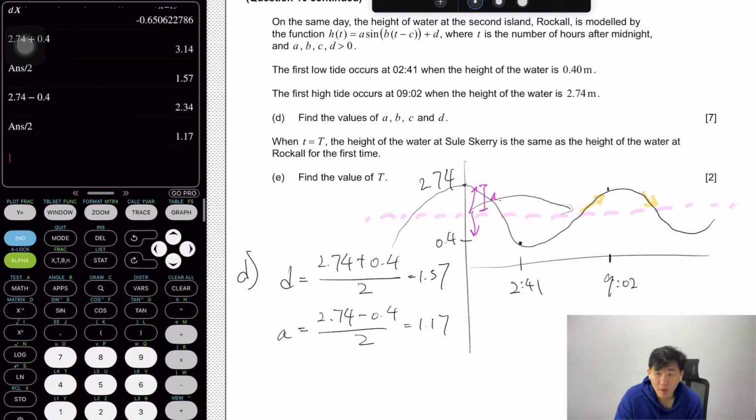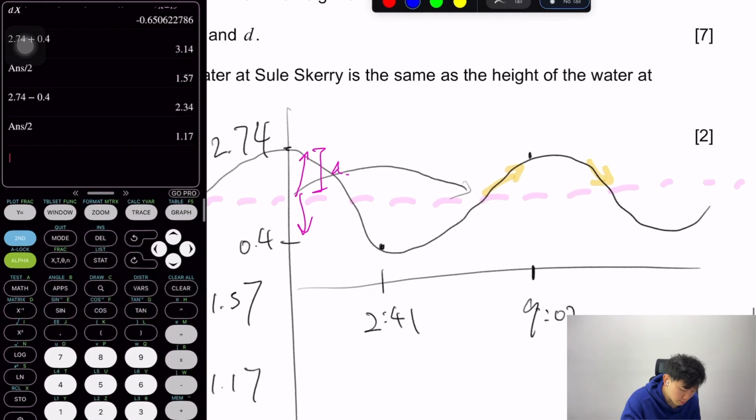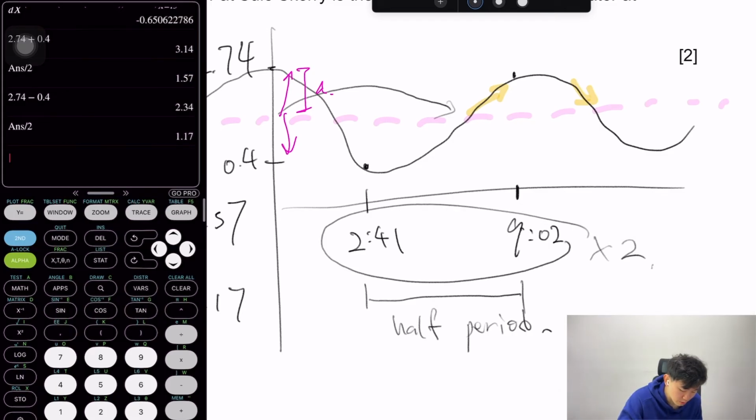Okay. So now we have to assume a thing first. Between this low tide and high tide, how much of a period does it represent? From the high tide to low tide, this is half of the period, right? So we have to find the duration and then multiply it by 2 to have the full period first. Then we can use the equation of period equals 2 pi over b to calculate that.